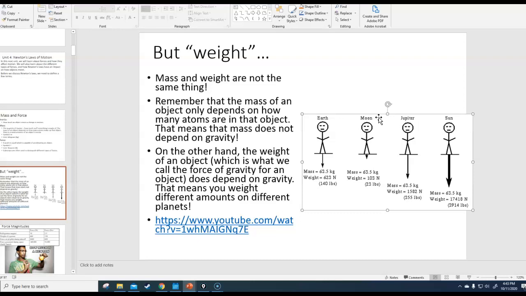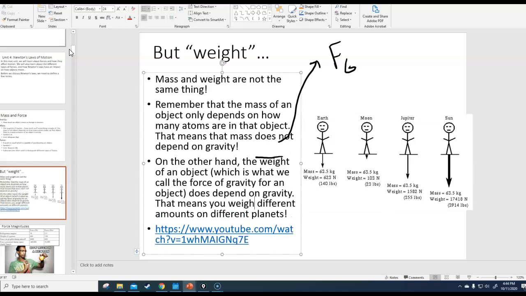The force of gravity is what we call weight, and so I'm going to write that down. The weight of an object, weight is a force, and actually we will label that Fg for force of gravity. The weight of an object does depend on gravity. It's in the name, force of gravity. Okay, that means you weigh, not weight. Let me fix that spelling mistake. You weigh different amounts on different planets.